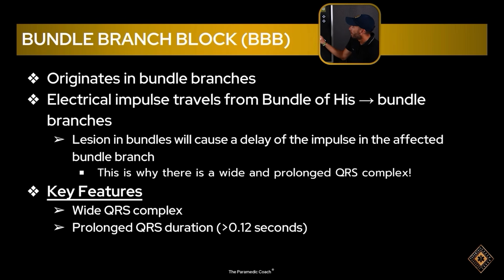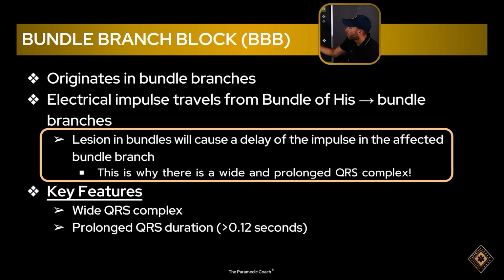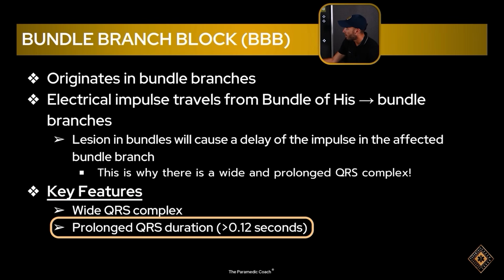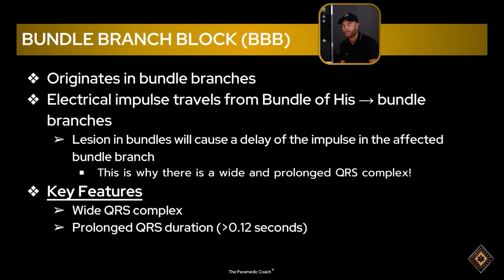So here we go. It's a lesion in the bundles. It will cause a delay of the impulse in the affected bundle branch. This is why there's a wide prolonged QRS complex. So if you look at an EKG and I go, that's a wide complex QRS. Is this ventricular? But then you're like, well, I see a P wave. It's a bundle branch, right? It's likely a bundle branch block, okay? We're going to talk about this. Well, a wide QRS complex, but it's got a prolonged QRS duration, okay? Remember, a ventricular rhythm wouldn't have a P wave, okay?